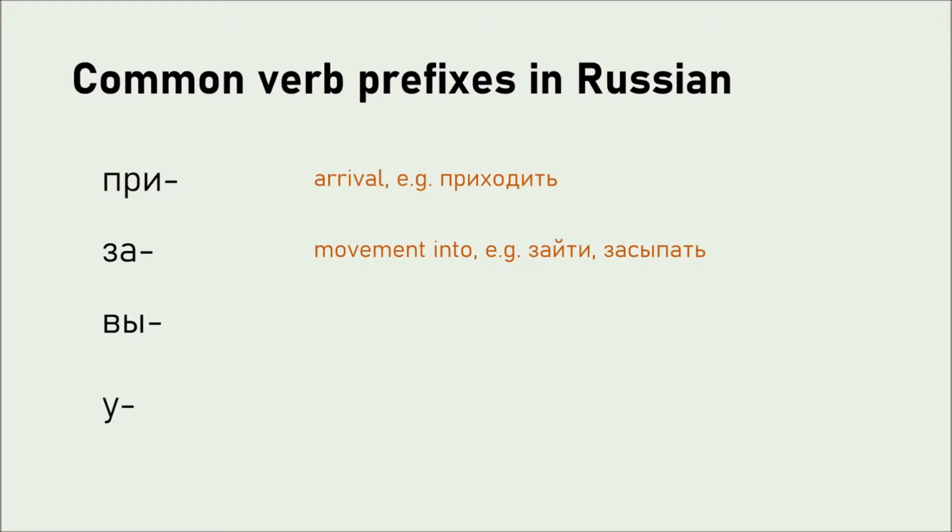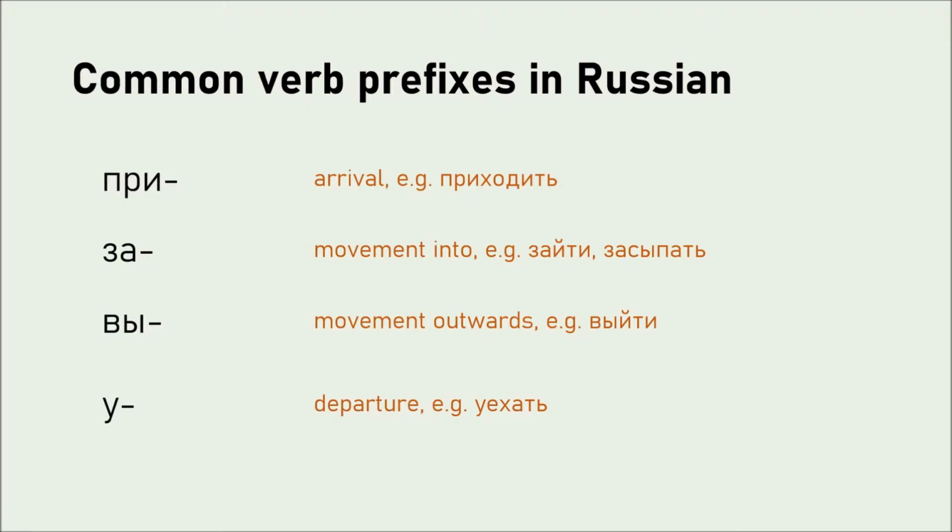You can arrive to a location, to a town, but зайти is generally referred to buildings. We also have засыпать. Now this is not a motion verb. It means to fall asleep. So you can kind of think of it as you're moving into your sleep. So you weren't sleeping, that's kind of external, and now you're internally sleeping. Вы is the opposite. It means movement outwards. For example, выйти. That means to go out of a building or any place that has boundaries, okay? And finally, у generally conveys departure, okay? For instance, уехать means to leave.